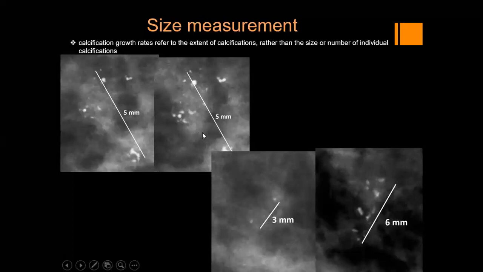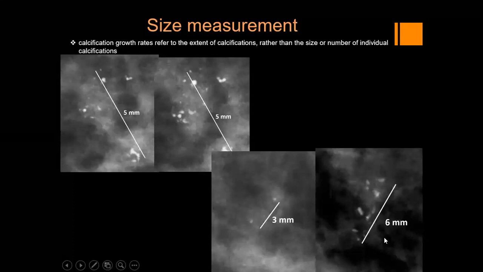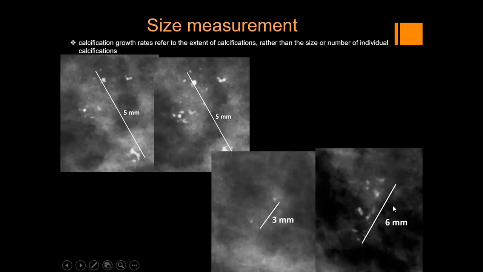And this is the follow-up of a case, having the same extent, in a benign case of microcalcifications, coarse heterogeneous calcification of adenosis, while this is the same calcification in DCIS, demonstrating double the extent. Okay.